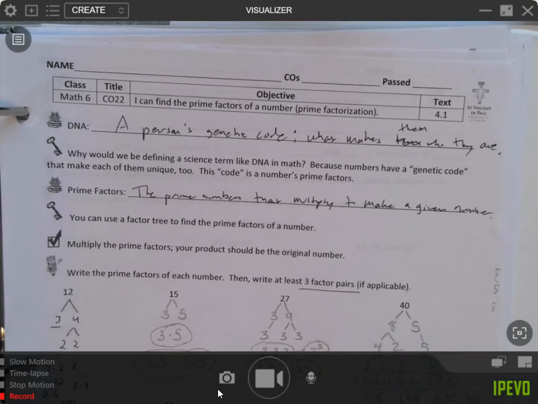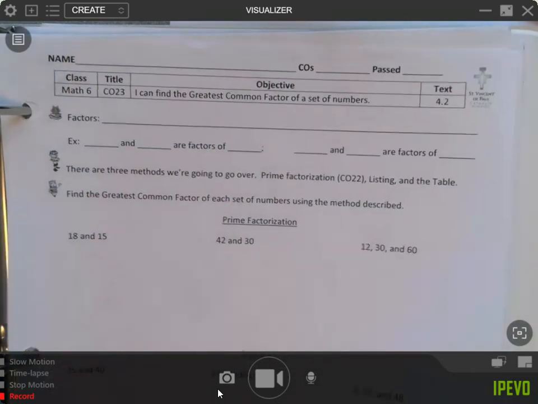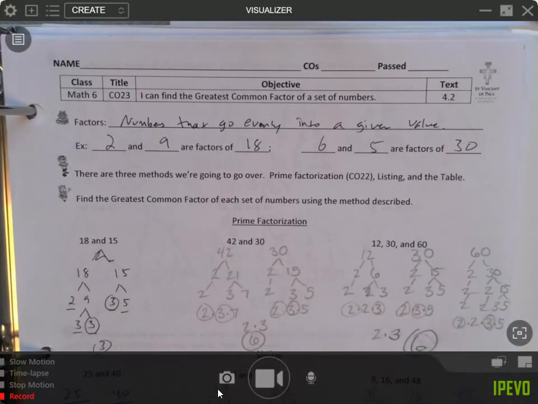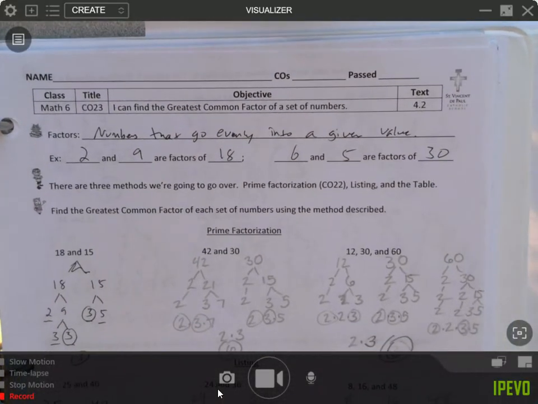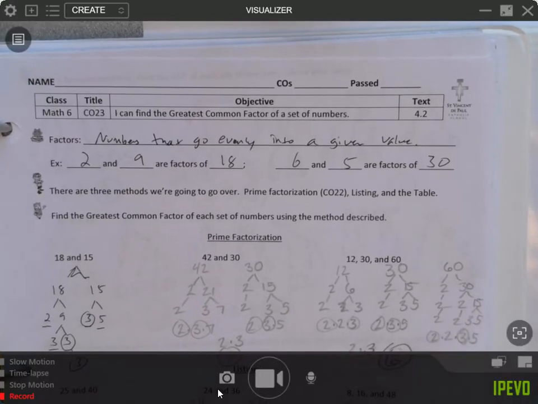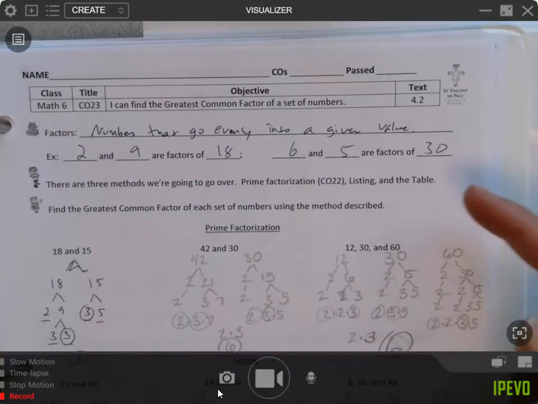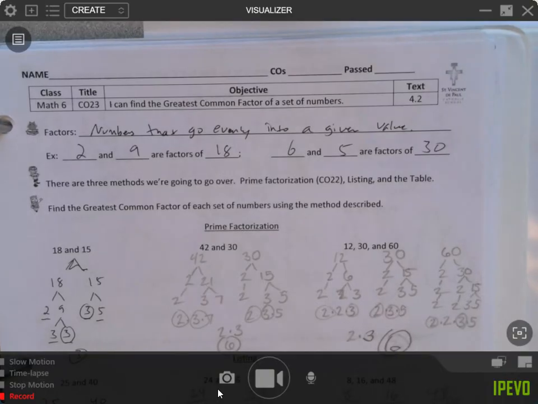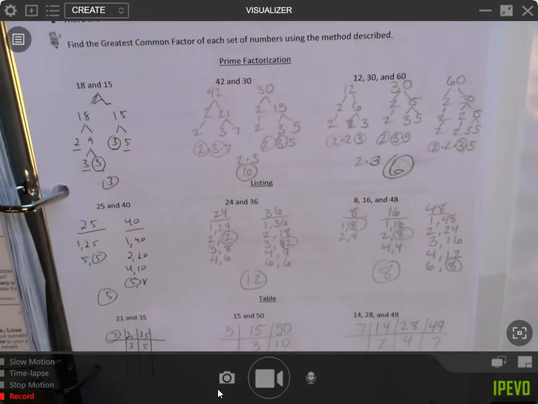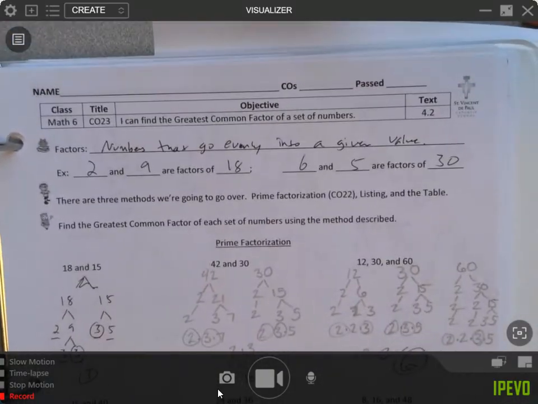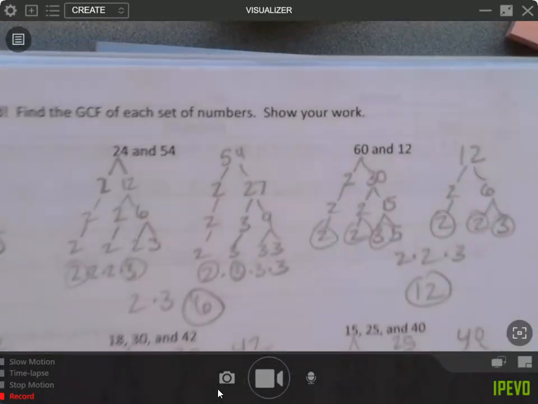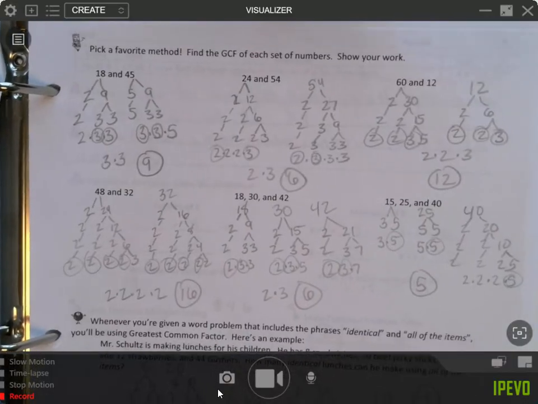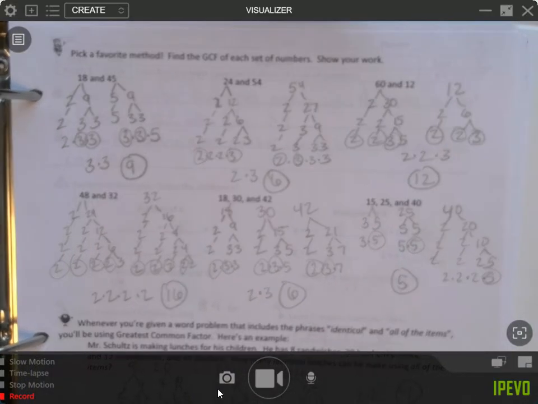Good morning. Today we are correcting CO23. We're talking about those greatest common factors. So we did the first page together, learning about prime factorization, listing, and tables. Then you got on the second page to choose which one you wanted to do. So it doesn't matter which method you use, we would get the same answer.